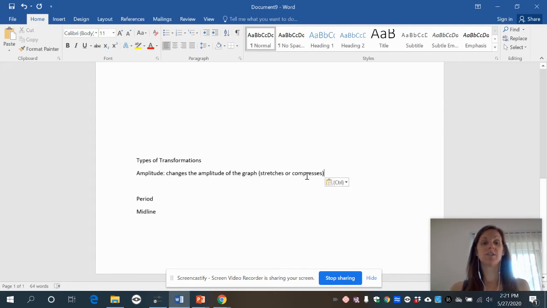Okay, it changes the amplitude of the graph. So A is the variable we're going to use, and I'm going to put parentheses around it so we know. It changes the amplitude of the graph and it stretches or compresses it.